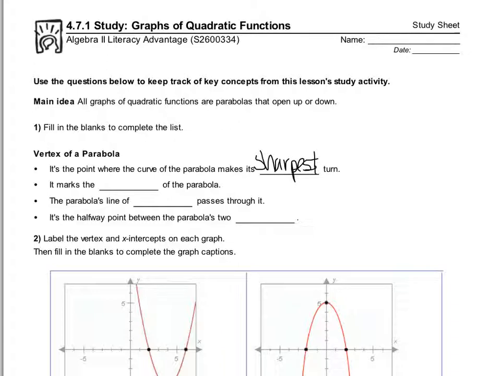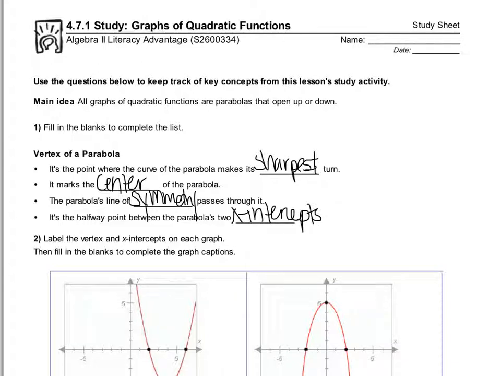It marks the center of the parabola. It also is where the parabola's line of symmetry goes through, and it's the halfway point between the parabola's two x-intercepts.